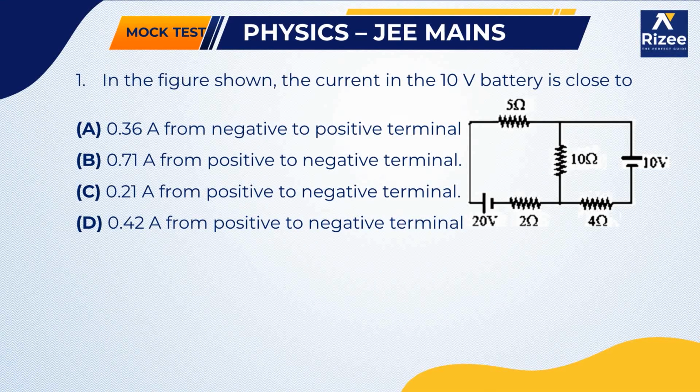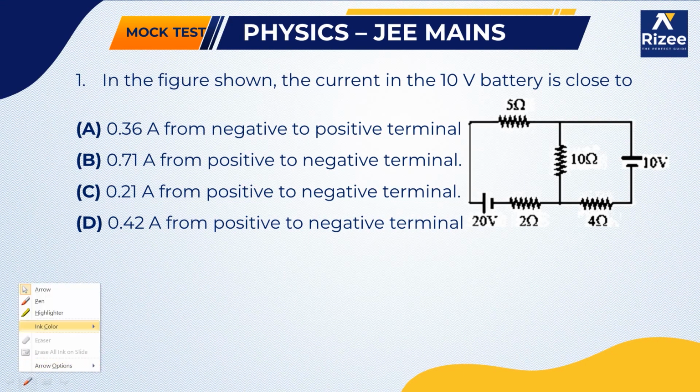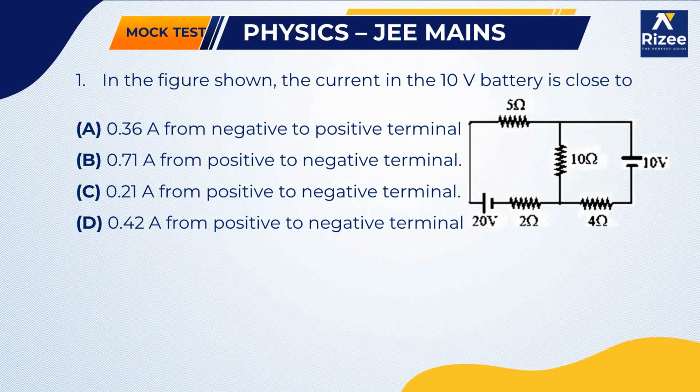Right, so coming to the first question. In this question he has given a figure, a circuit diagram. He has taken two loops here, and he is asking for the current that is passing through the 10 volt battery.